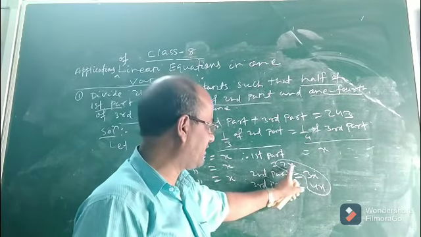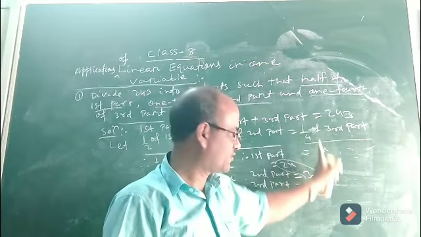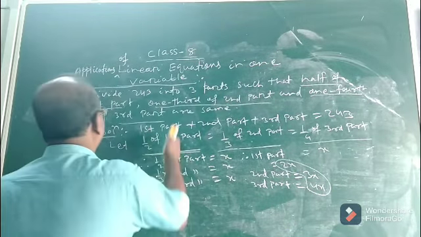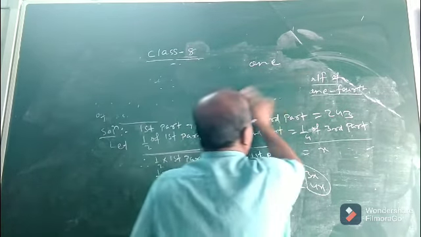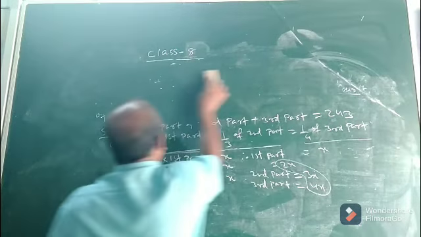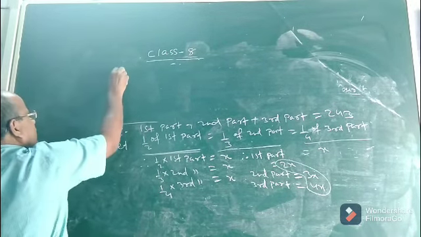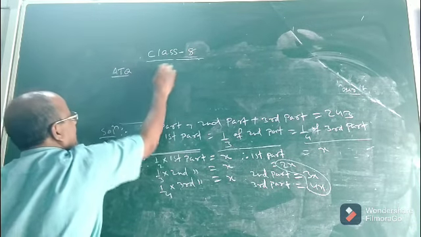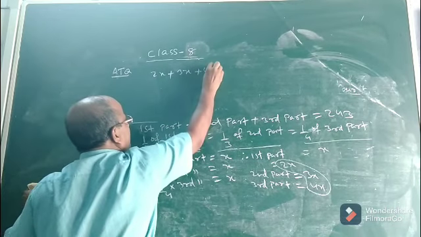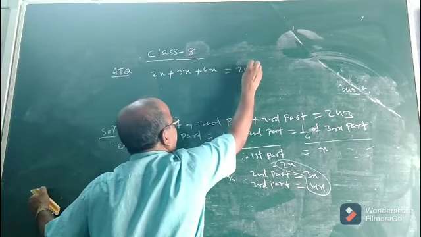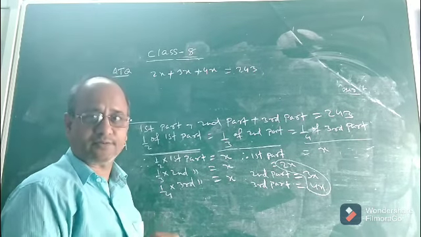So according to the question, these are the three parts, and their sum is given as 243. So what will be my next step? I will write 2x plus 3x. According to the question, I have to form the linear equation. First part is 2x, second part is 3x, third part is 4x and their sum is 243, because you are dividing 243 into 3 parts, not equal parts, 3 parts.